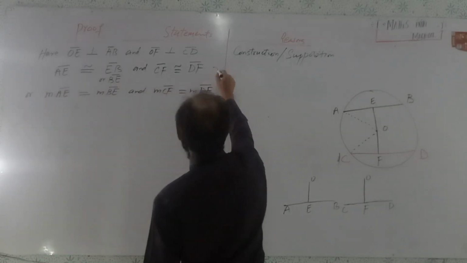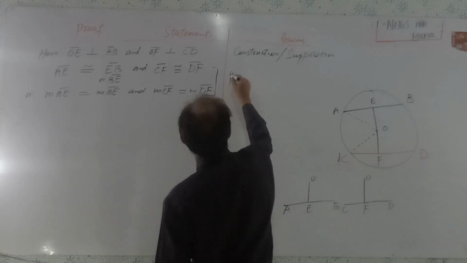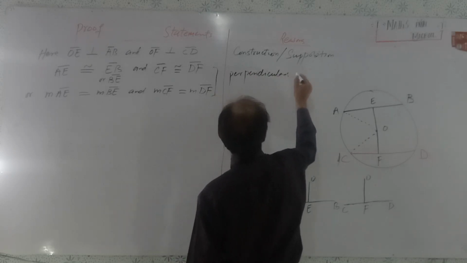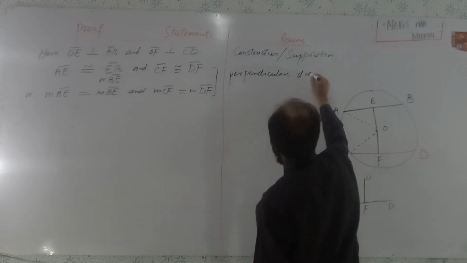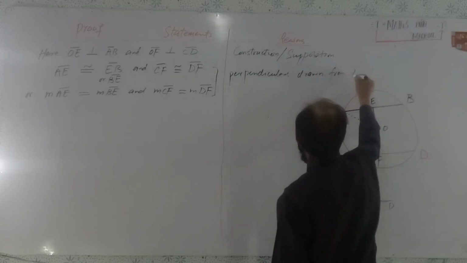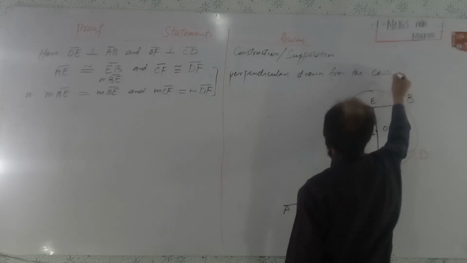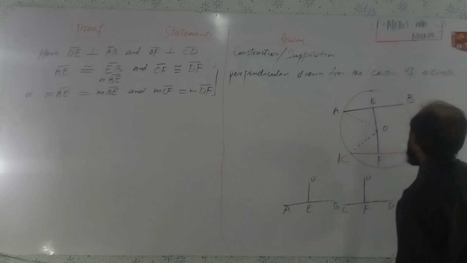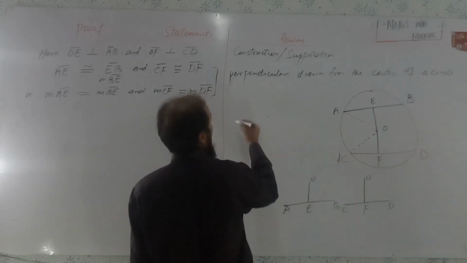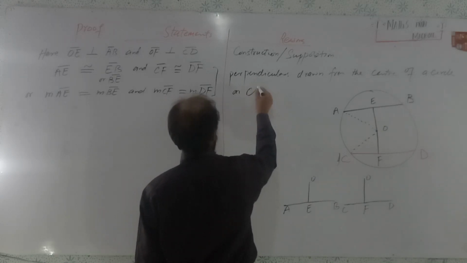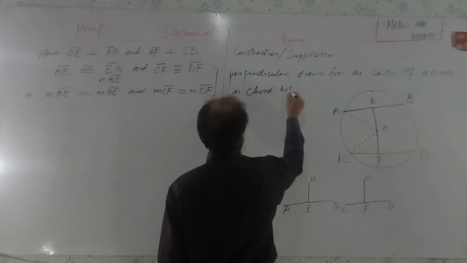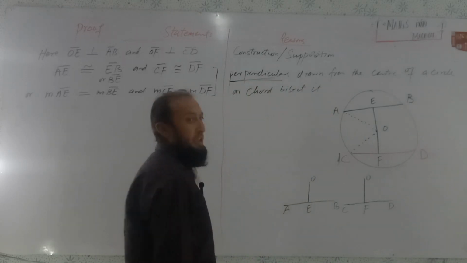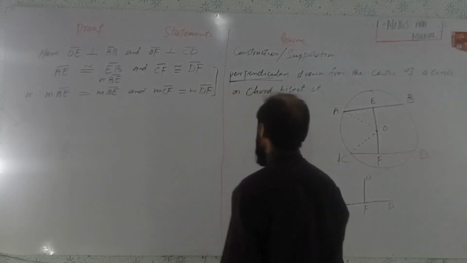So this is the definition of perpendiculars drawn from the center of a circle to a chord bisect it. We can use the definition of perpendicular we have already discussed, and theorem number 9.3.